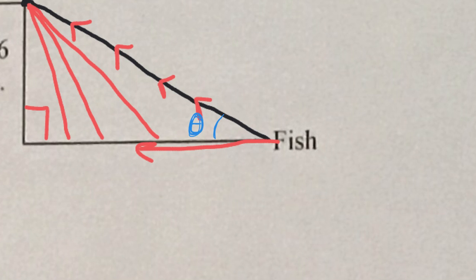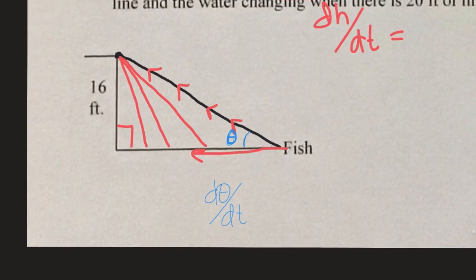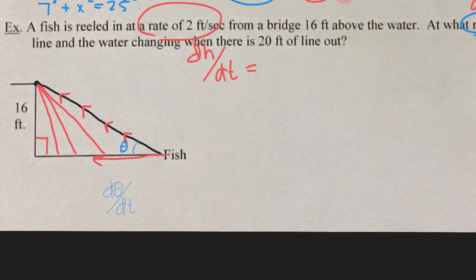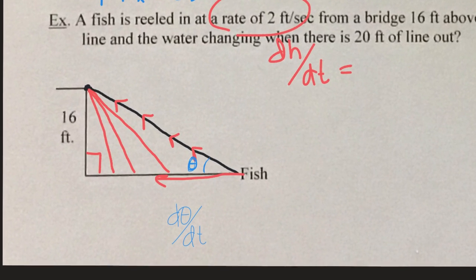This is what we're being asked to find. At what rate is the angle changing? So that would be d theta dt, right? The rate of change of your angle when there is 20 feet of line out. So 20 feet is the hypotenuse. Right, 20 feet is the hypotenuse of this triangle.